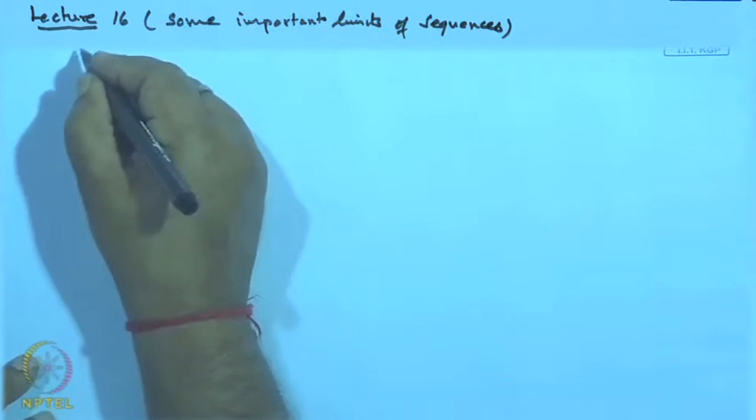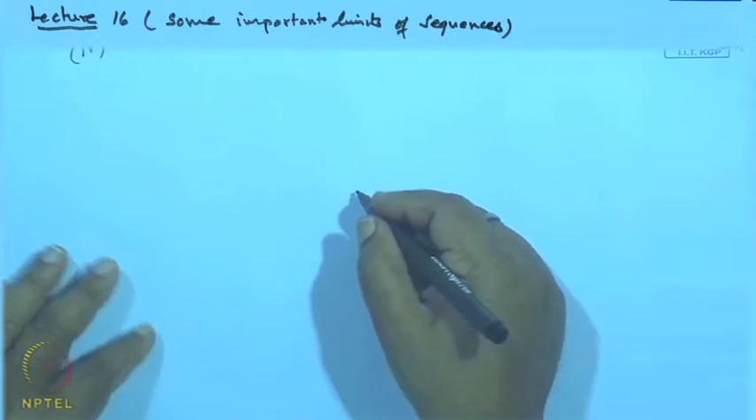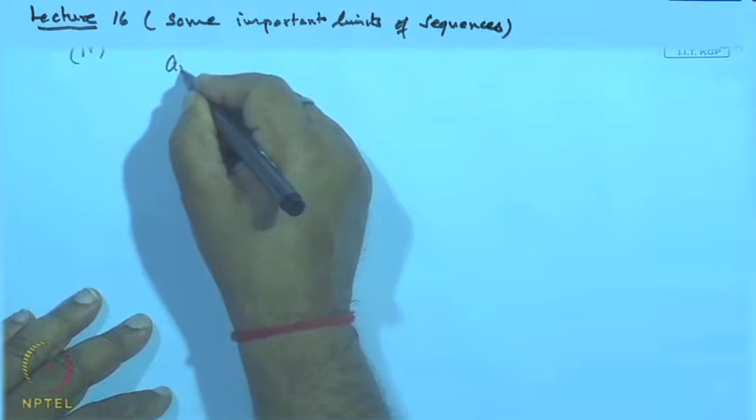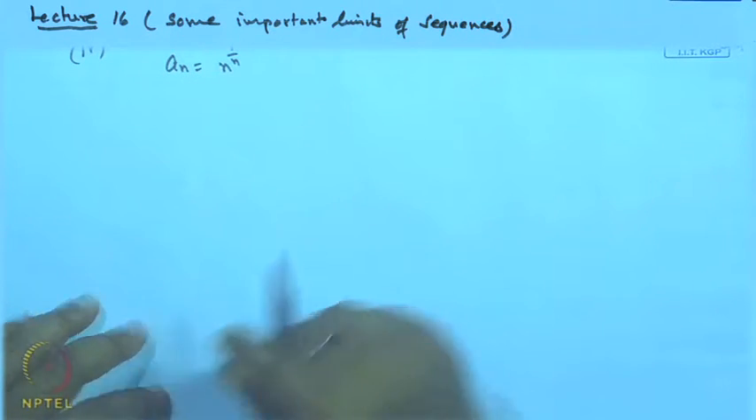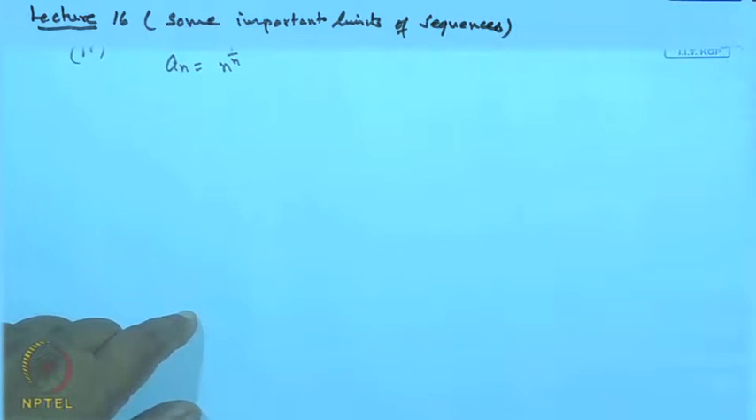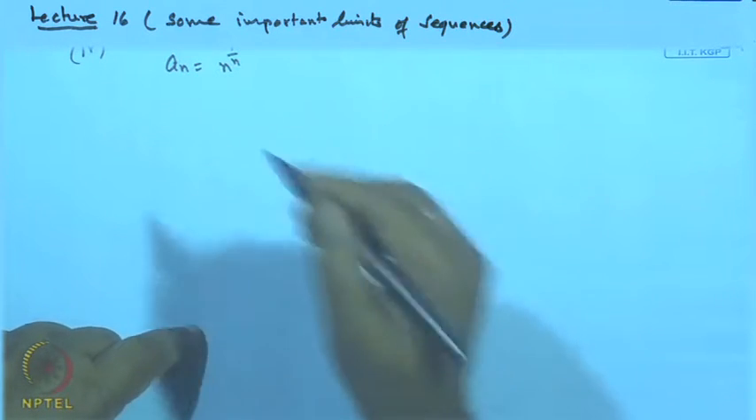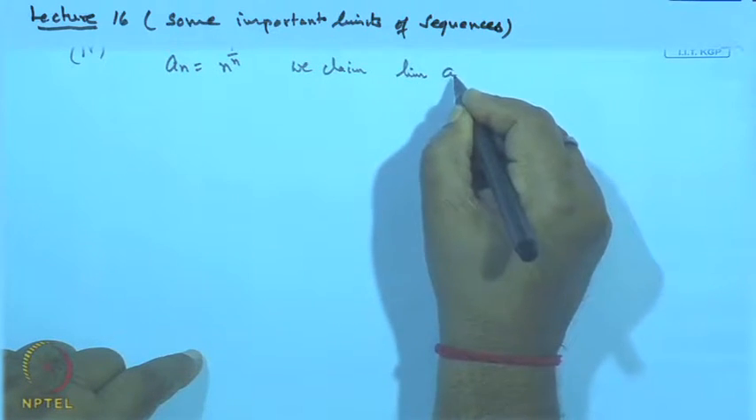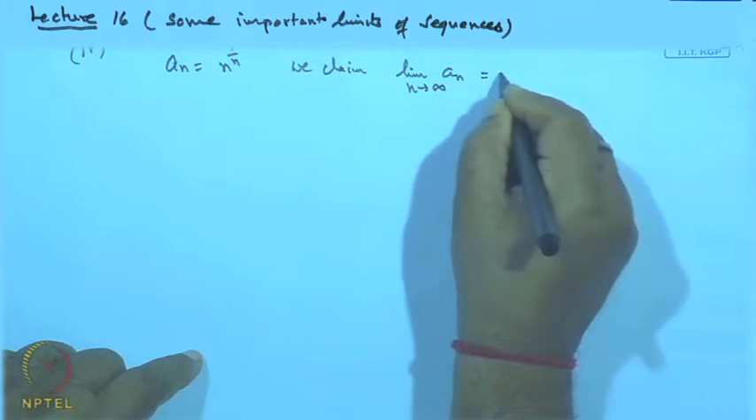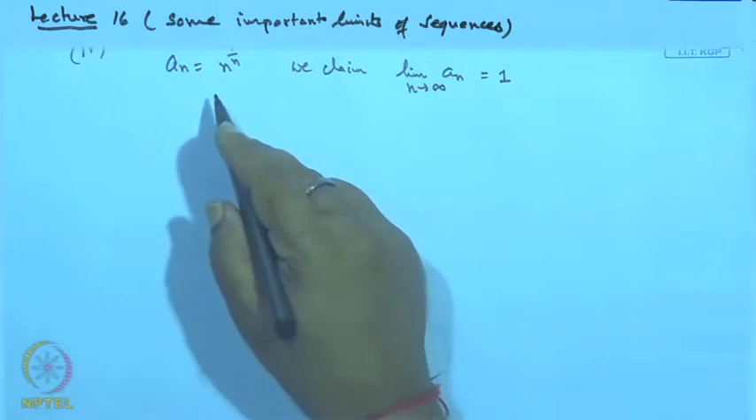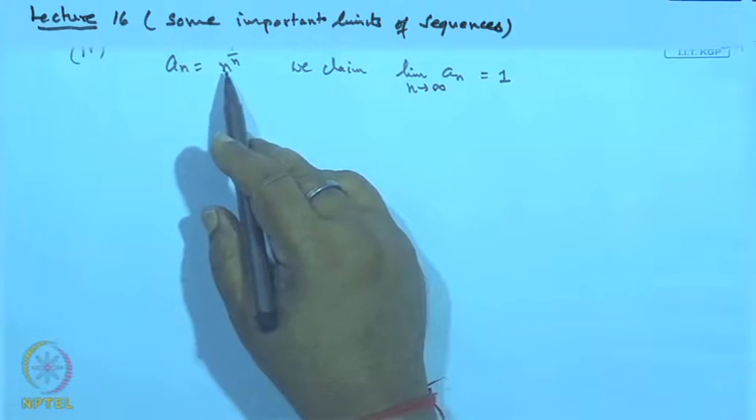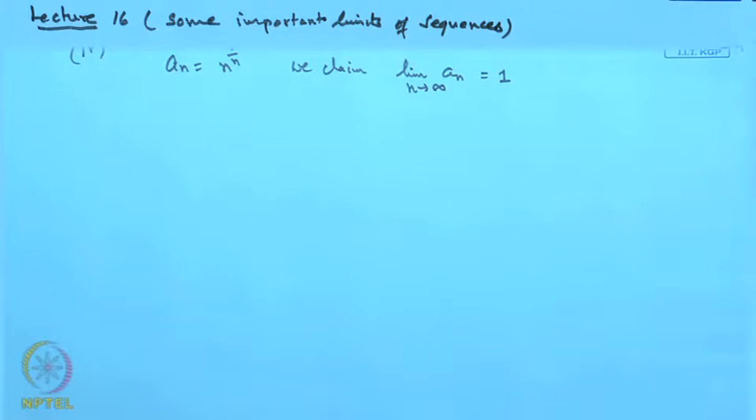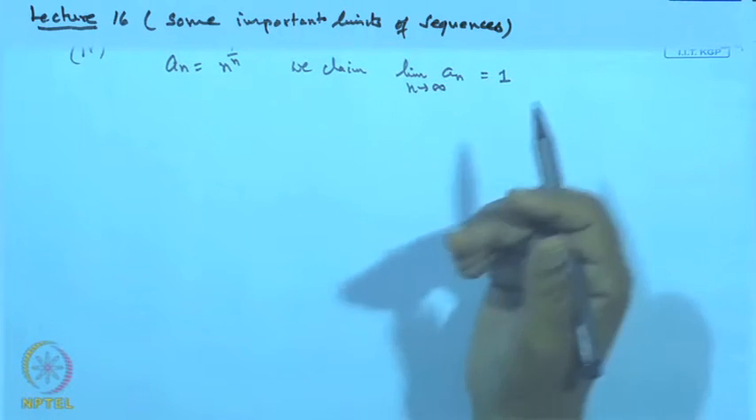So, this is one. Now, this is our fourth problem on limits. Suppose we take a_n to be n raised to the power 1 by n. Now, we claim that the limit of this a_n as n tends to infinity is 1. As n is sufficiently large, this basically tends to 1. So, how do we justify the limit to be 1?